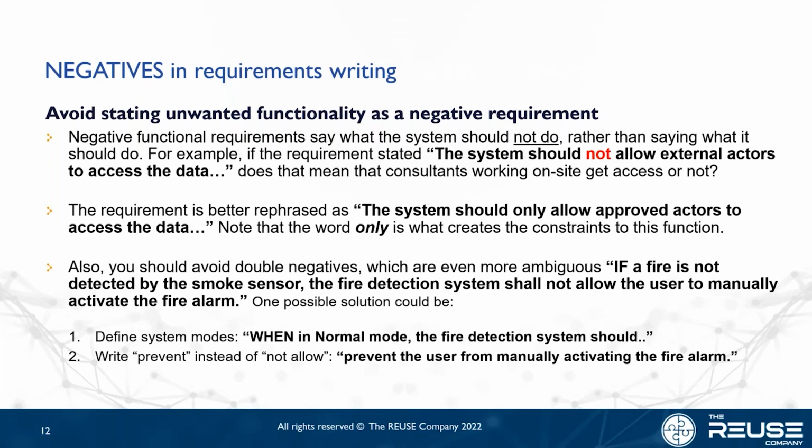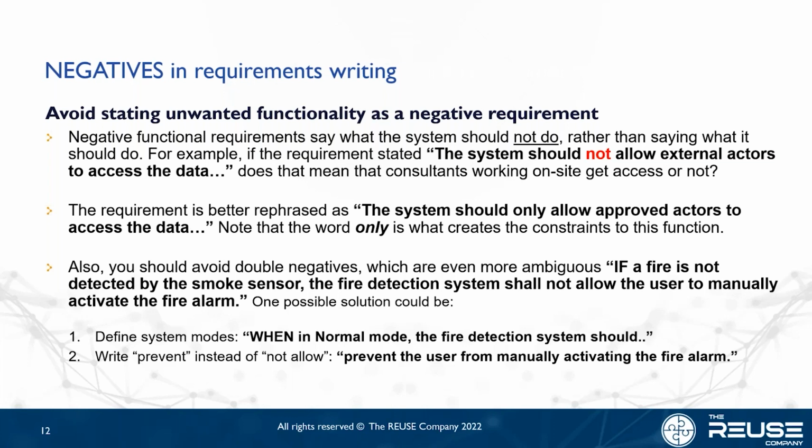Okay. Does that mean that everybody else, who is not external, or who are the external actors? Like, are consultants allowed to access the system or not? You know, it's not very practical when you write requirements like this, and it opens up for different interpretations. So it's much better to rephrase it, saying that the system should only allow approved actors to access the data. And now I basically replaced the not with only, meaning that the only will be a restriction to that function. It will be the constraint on that function. And it's much better to do it like that.